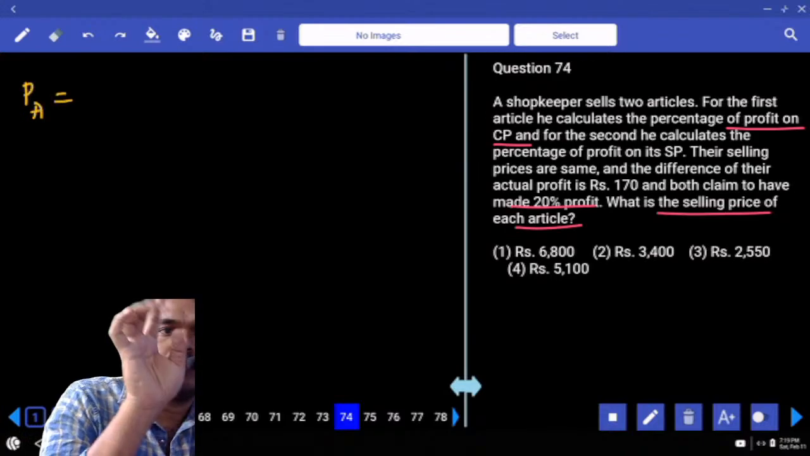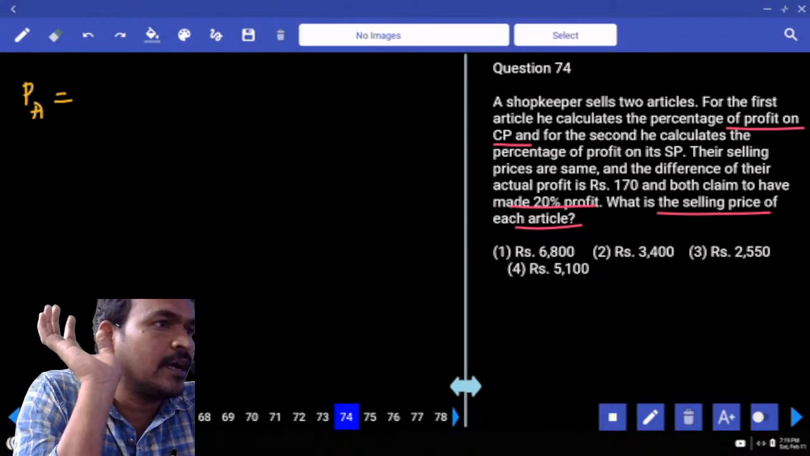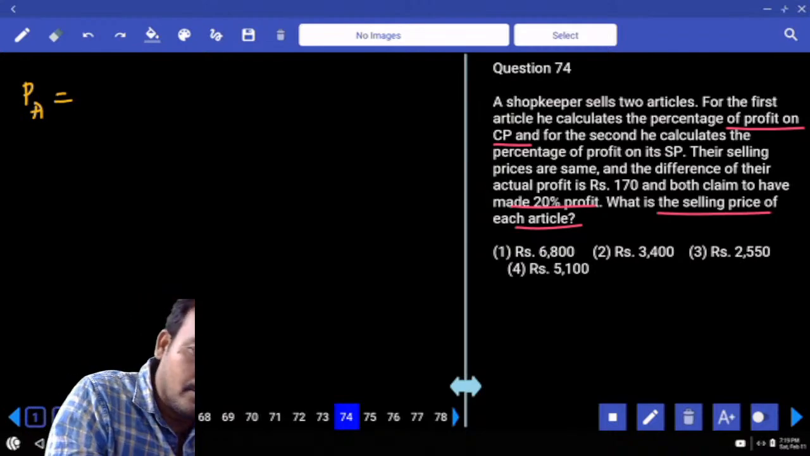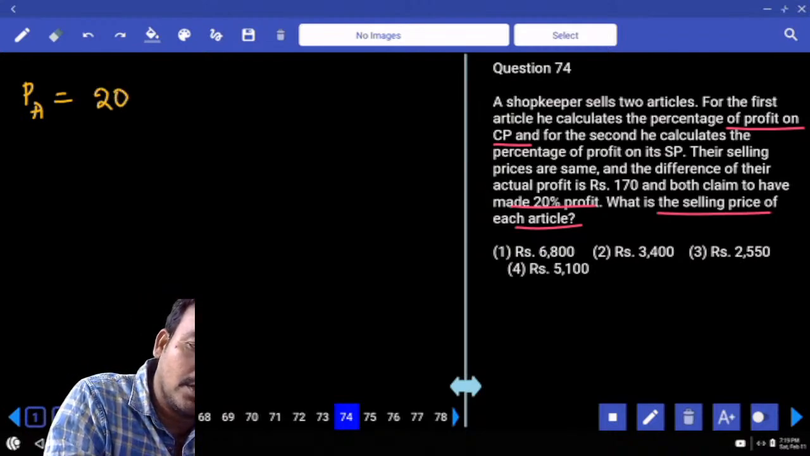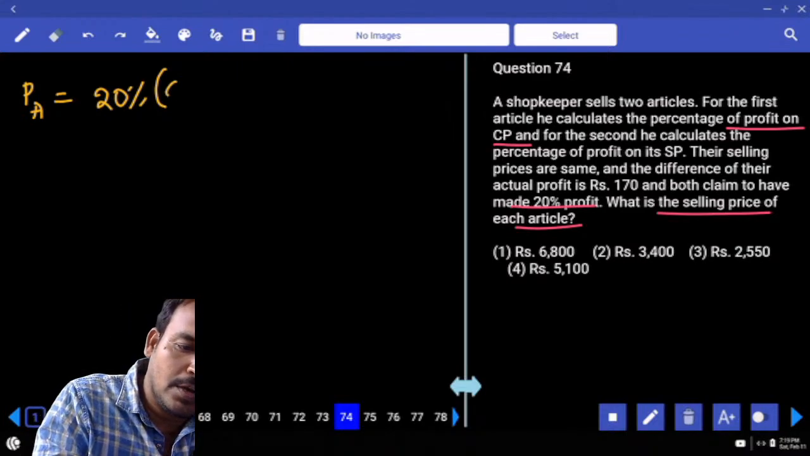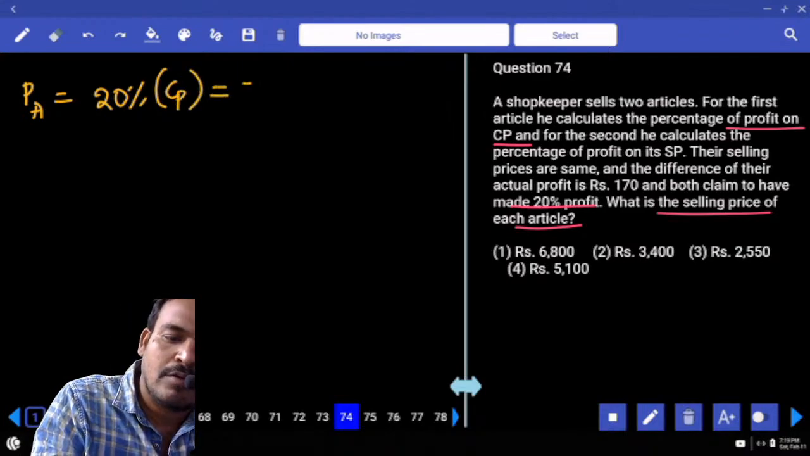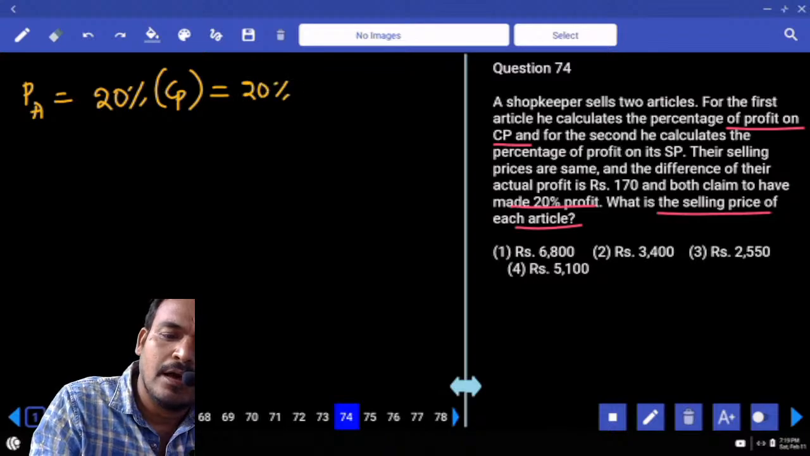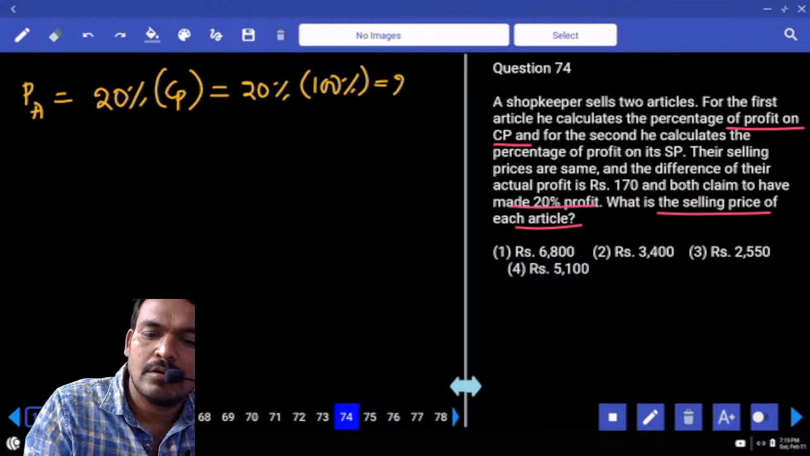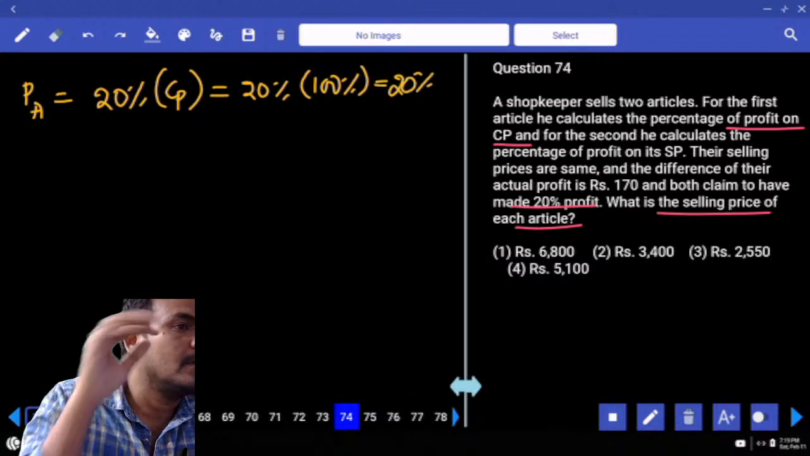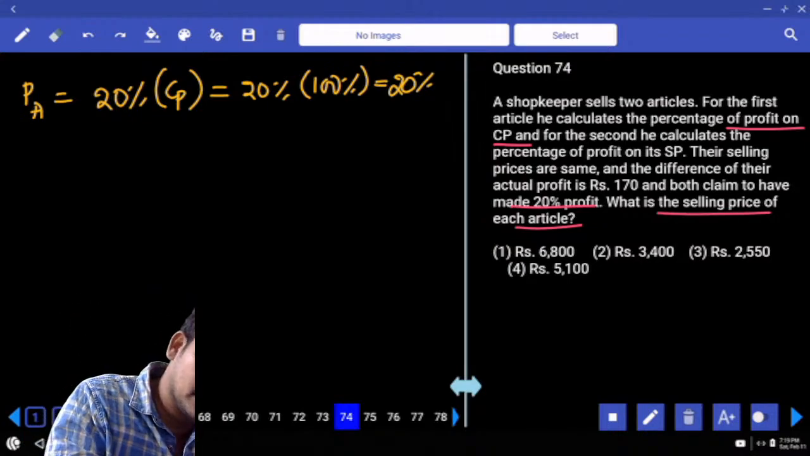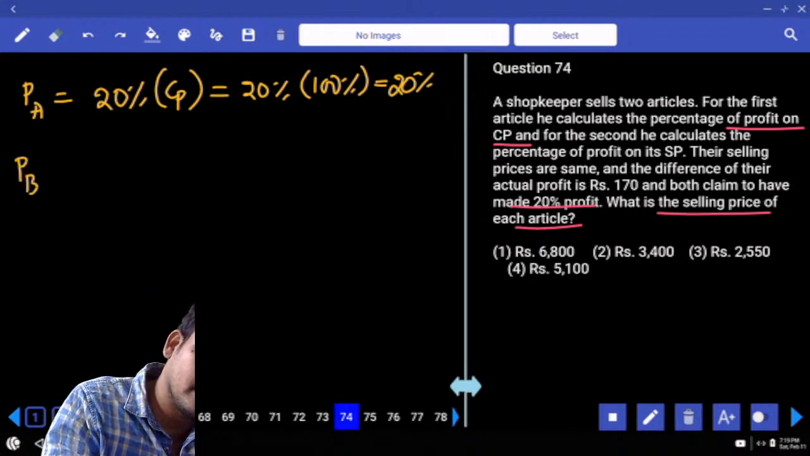First, profit on A. Profit on A means profit on the first article. Profit on the first article we take 20% of cost price or selling price? Cost price. 20% of cost price. What is the cost price we consider? 100%. What is 20% of 100%? 20%. It is the profit on the first article. Next, what is the profit on the second article?